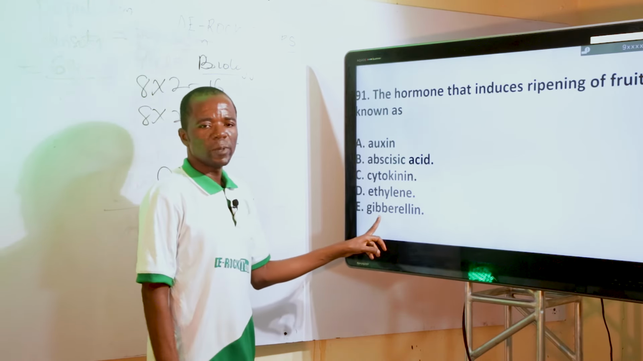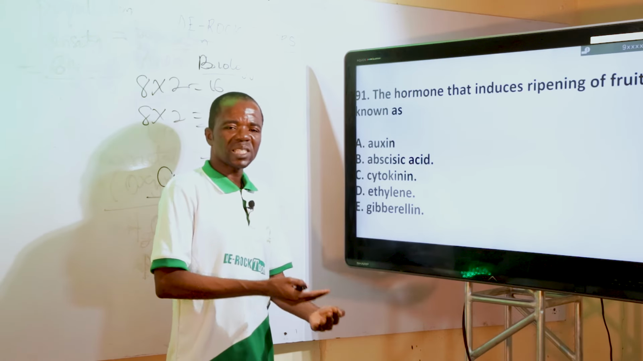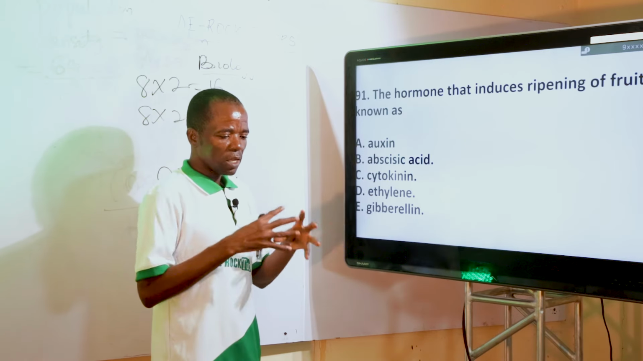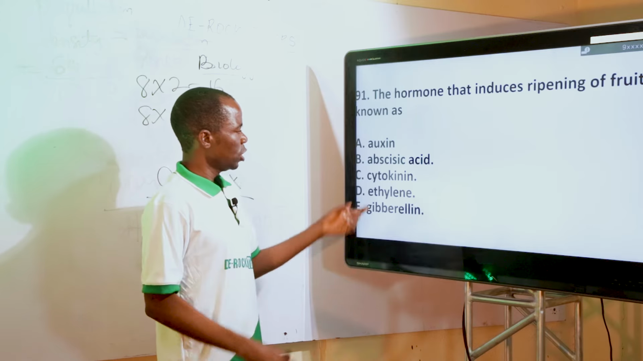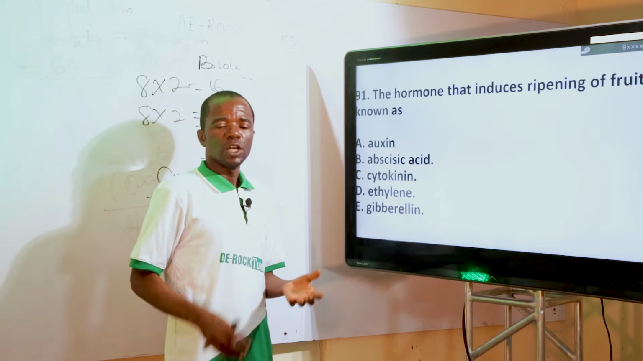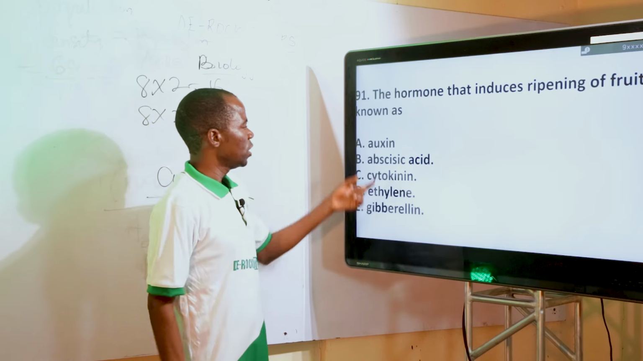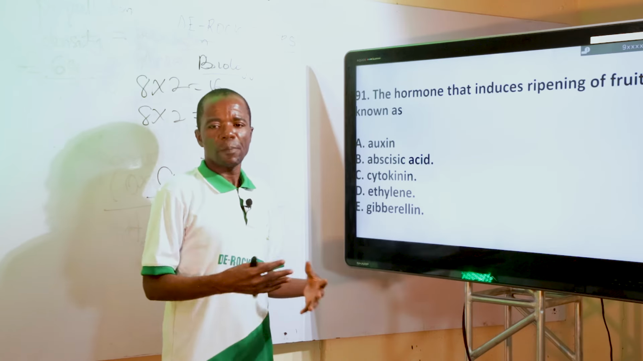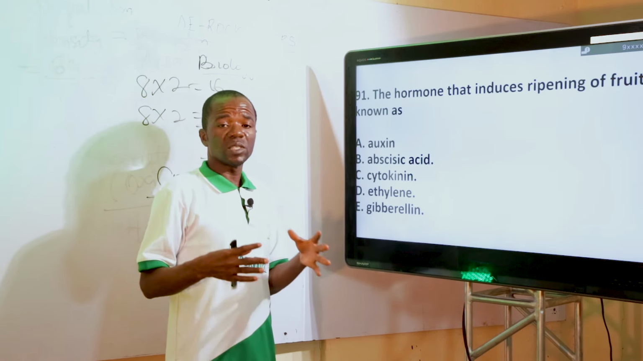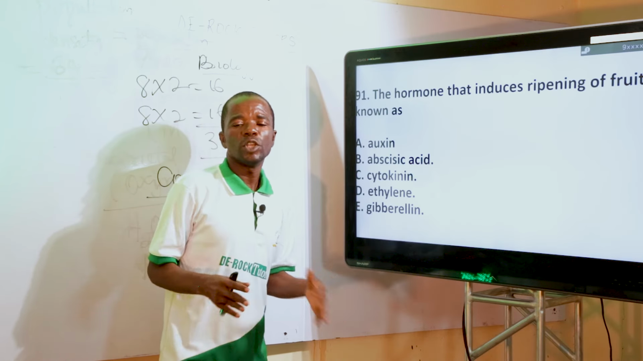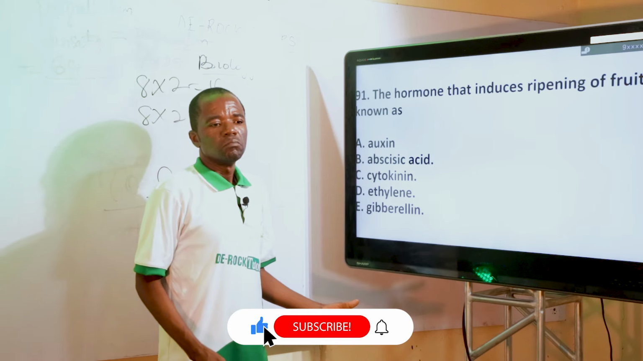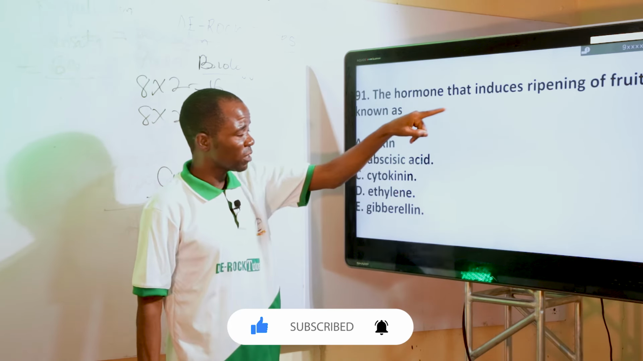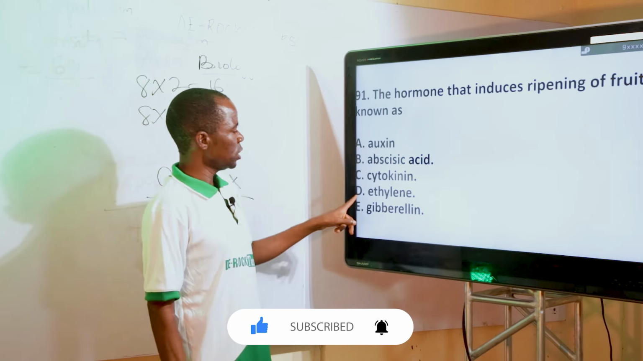If you look at gibberellin, the major function of gibberellin is stem elongation. Not only that, if you look at cytokinin, it aids fast cell division. If you look at abscisic acid, the function of abscisic acid is it induces falling of leaf. And if you look at auxin, auxin is the most important plant hormone. It aids apical dominance. Not only that, auxin also controls all these tropic movements like phototropism, hydrotropism, and so on and so forth. So the hormone that induces ripening of fruit is ethylene.